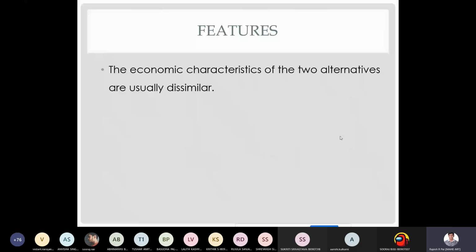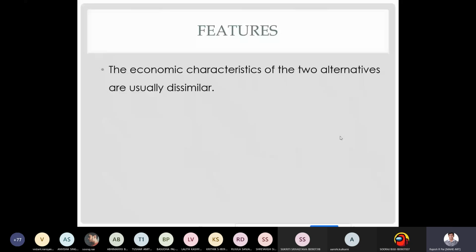So the economic characteristics of two alternatives are usually dissimilar. When you compare the old machine with the newer machine, the cash inflow as well as the cash outflow, or investment and receipts, will not be equal. It will usually be dissimilar, but in some cases there might be some similarities also. In some cases you may find the initial cost to be the same, or some annual value or salvage value might be the same. It is not that it should be, but in some cases it might be similar.